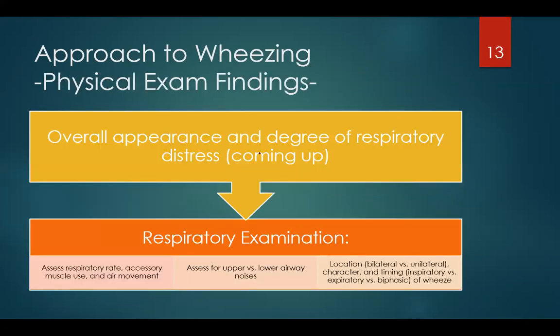Overall, we want to look at the appearance. Is this child sick or not sick? That will be hammered into your head. What does a sick child look like? Well, they're tripoding, they're breathing, and they could be drooling. We want to assess their respiratory rate. How sick or not sick is this child? What is their oxygen saturation? Are they using accessory muscles for movement? Are they fighting to breathe? We are worried about this child. If they are there, these kids can go very south very quickly. So we need to be mindful of this child. This is the child that you follow back to the room as they come into your emergency room.